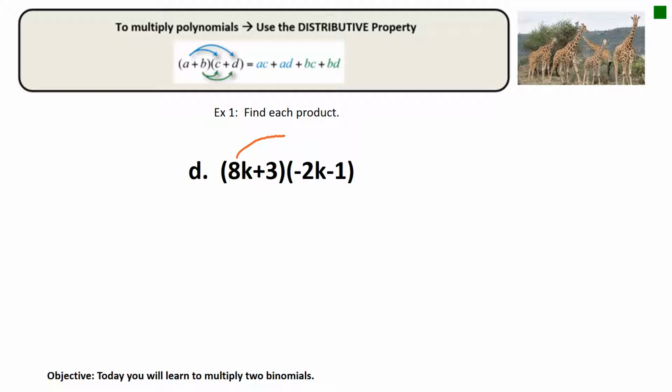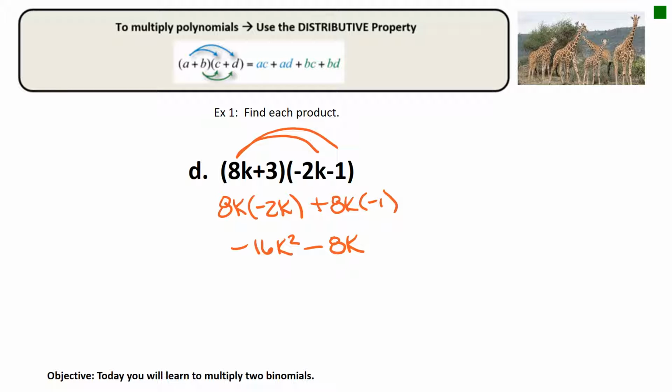We're going to multiply 8k times negative 2k, and that gives us negative 16k squared. We're going to multiply a positive 8k times negative 1, so that gives us minus 8k. We're doing the exact same thing. I'm just going to set it up differently. I'm taking a positive 3 times negative 2k. It just has one k. It's going to be negative 6k, so I'm going to line it up under the other one with a k. Then I'm going to take the positive 3 times negative 1, and I get negative 3.